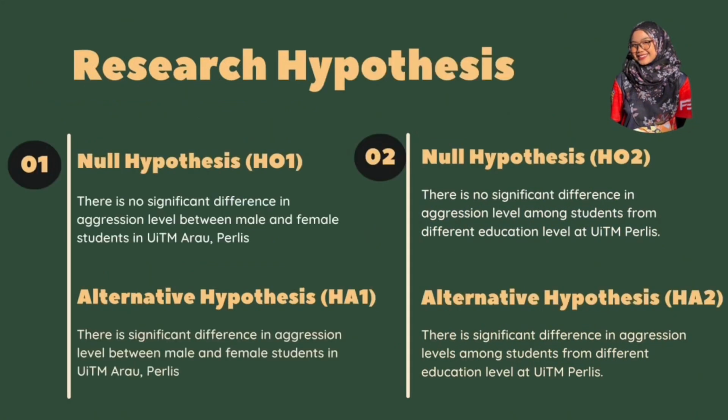Perlis. The research hypothesis, which is H01, stands for null hypothesis 1, where there is no significant difference in aggression level between male and female in UiTM Arau Perlis students. The alternative hypothesis, which is HA1, where there is a significant difference in aggression level between male and female UiTM Perlis students. The null hypothesis, which stands for H02, is there is no significant difference in aggression level among students from different education levels at UiTM Perlis. The alternative hypothesis, which stands for HA2, is there is a significant difference in aggression levels among students from different education levels at UiTM Arau Perlis.